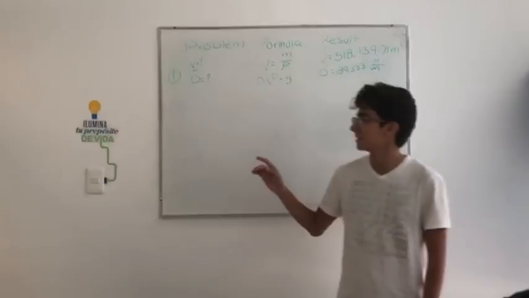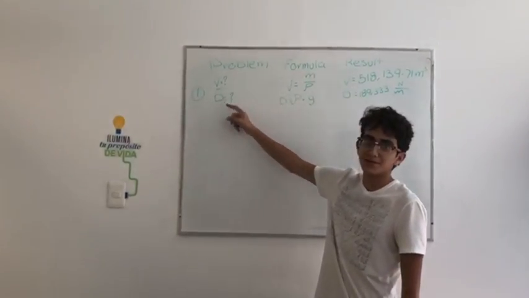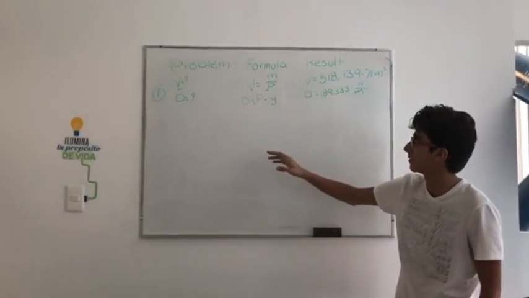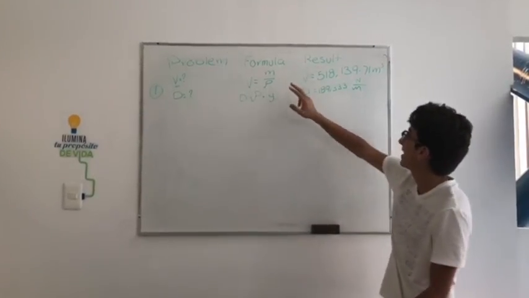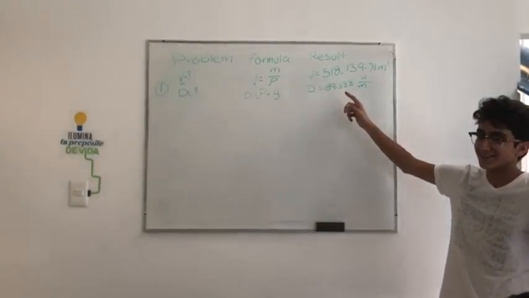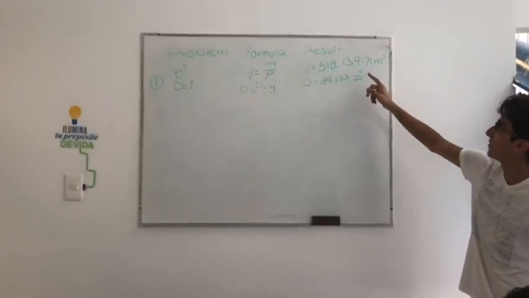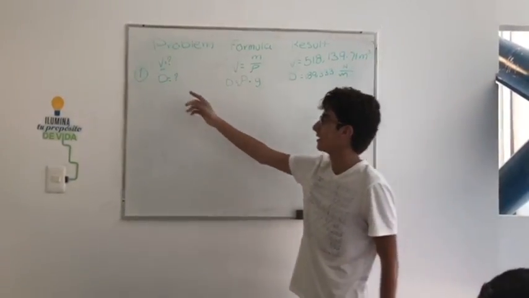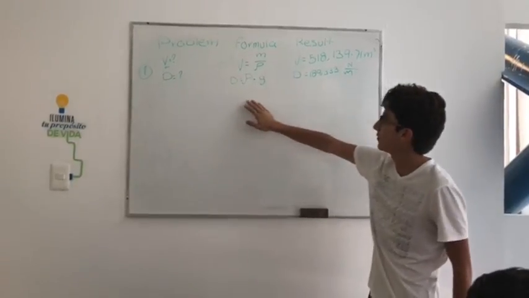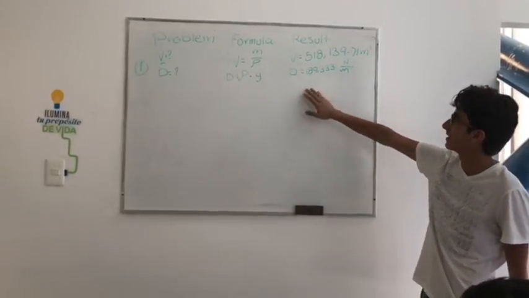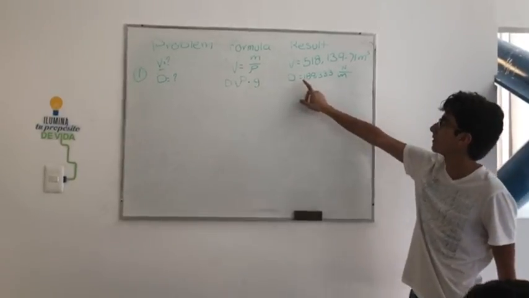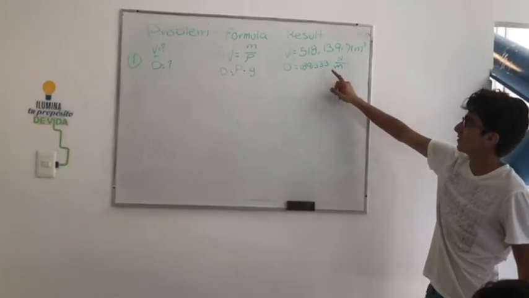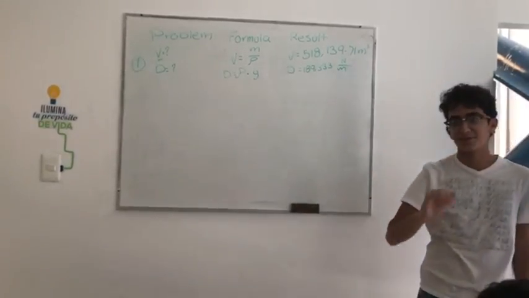In the first problem, they asked to take out the volume and density. So for volume, we use a formula that was mass over density. So we had 518,139.71 cubic meters. And for the specific weight, we use the formula of density times gravity. That was the result of 189,333 newtons over meter.